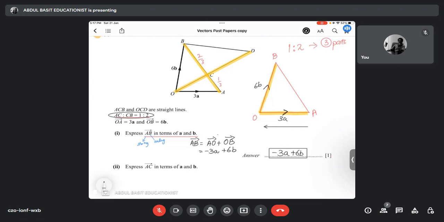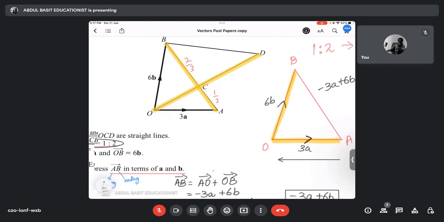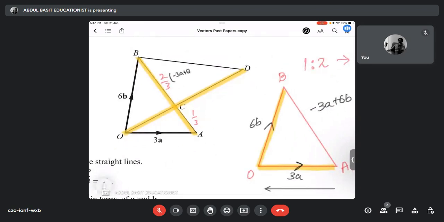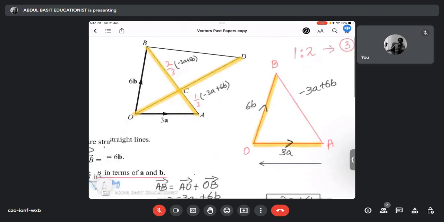Okay, now Hazim, we know that AB is -3A plus 6B. Agree? Yes or no? Can you see that I have AB available? So according to the ratios, it would be 2/3 of -3A plus 6B and 1/3 of -3A plus 6B. If we add both of these, we'll get the same thing. Is this clear? Yes, Murtaza, do you now understand why it was written?